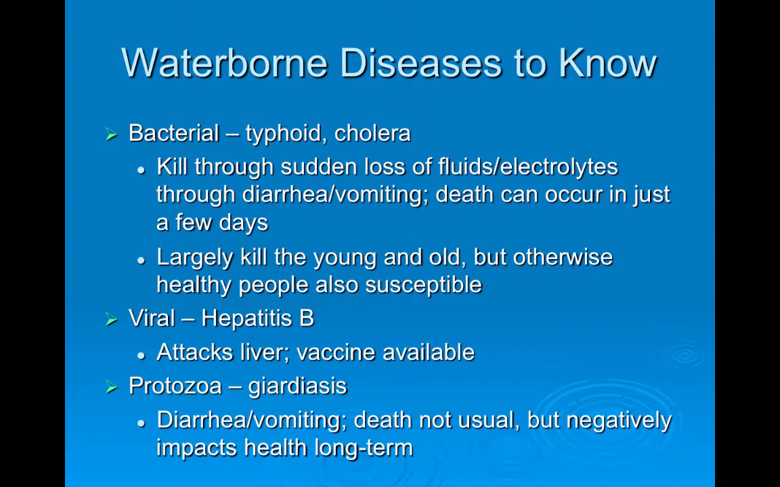All right, waterborne diseases to know. You need to know one of each for the national exam. I would say bacterial, typhoid, and cholera are good. Viral, hepatitis B, and then protozoa. This comes from the Giardia protozoan, a little single-celled critter. Two out of these 3 things, the bacterial and the protozoan, you can see that diarrhea and vomiting are a huge facet of this. We're going to talk more about those particular types of diseases a little bit later on in our human health unit. And then Hep B attacks the liver.